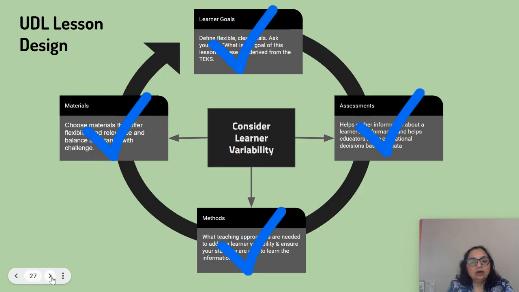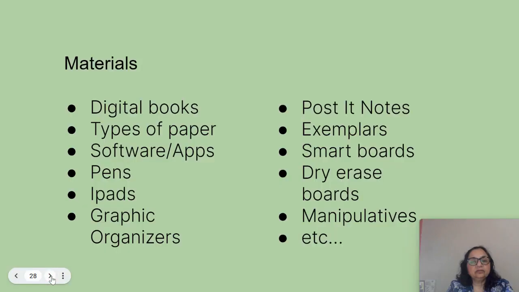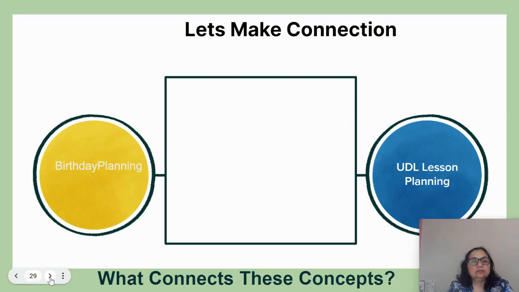So now we have finished methods. Let's go to the materials. The materials are the resources that are presented to teach learning content and that learners use to demonstrate learning. You can set out a buffet of resources for students to choose from. Offer them digital books, graphic organizers, typed paperwork, iPads, software, post-it note exemplars, smart boards, dry erase boards, and manipulatives. Offer them choices, and they can choose what works based on their learning needs.